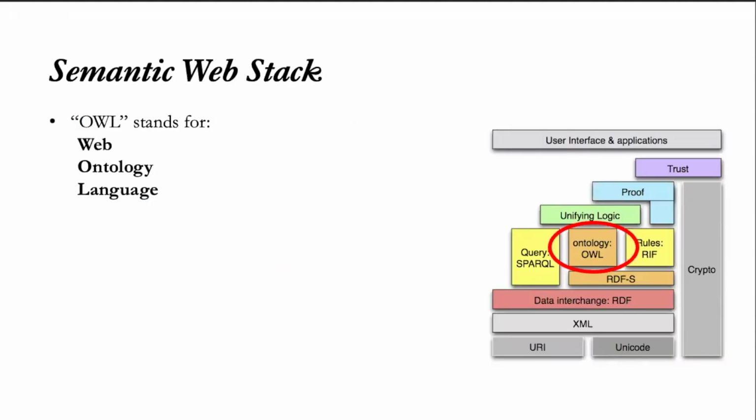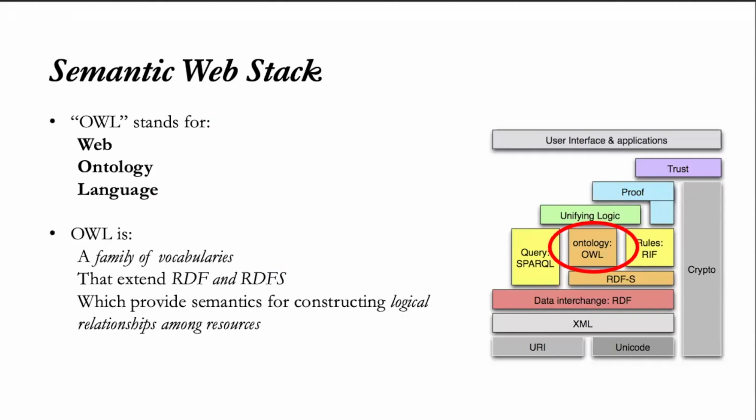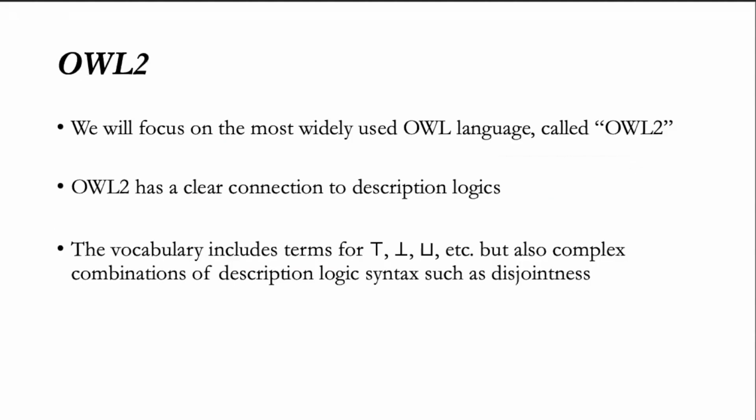OWL, web ontology language, our bread and butter. It's got ontology right in the name. It's a W3C standard, a family of vocabularies that extend RDF and RDFS, and they provide semantics for constructing logical relationships among resources. This is where the logic comes in. We will focus on OWL 2. It has a clear connection to description logic. It's well understood, well defined, with great documentation.